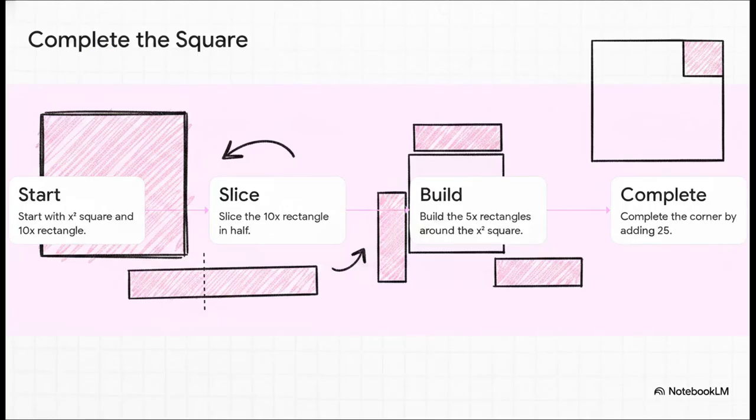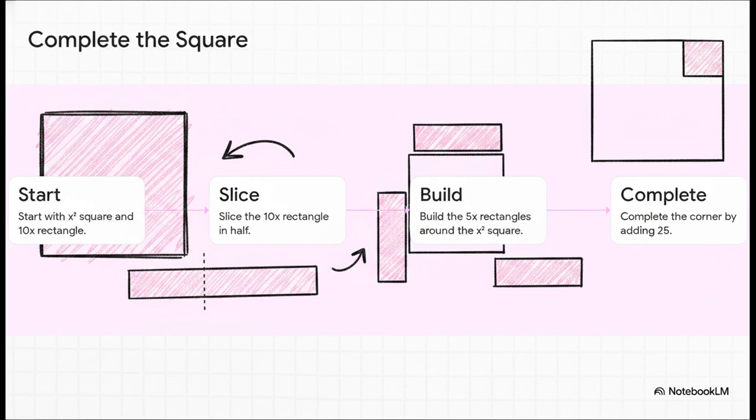Let's walk through this visual metaphor step by step. Imagine you have an equation with x squared plus 10x. First, you picture an actual square with side length x. That's your x squared. Then, you have a rectangle with side lengths 10 and x. That's your 10x. Now, step 2 is basically a magic trick. You slice that 10x rectangle perfectly in half, which gives you 2 rectangles of 5 by x. For step 3, you take those 2 5x rectangles and build them right onto the sides of your x squared square. But wait, now you have an incomplete shape.